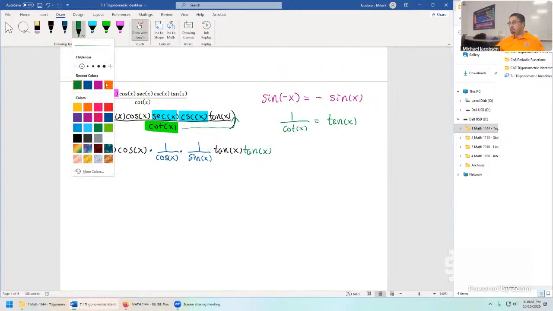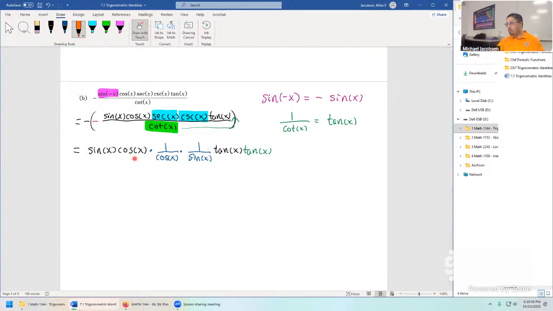So this gives us fast cancellations. Cosine and cosine cancel. Because multiplication is commutative, you can switch the order and just bring sine up in front. But really, this is just a 1 in the middle as well. Either way, because there's just multiplications all the way through, we can cancel from here out to here. All that we're left with is just tangent times tangent. So it's a tangent squared x. At that stage, we're done.